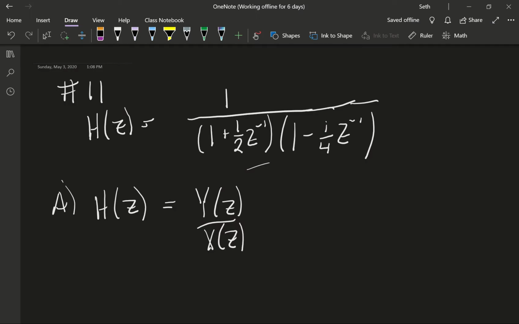So we know that the transfer function H(z) is equal to Y(z) divided by X(z), where Y would be the output and X is the input. So let's go ahead and FOIL this out right here. So we get 1 minus 1/4 z^-1.